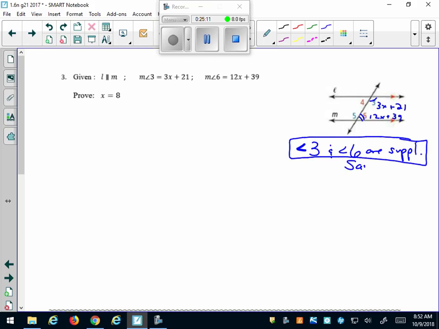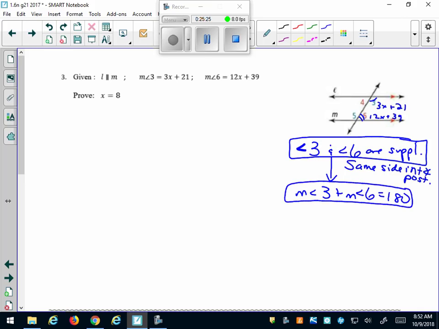So same side interior angles postulate. Then you can say measure of angle 3 plus measure of angle 6 equals 180 by definition of supplementary. So this is similar to the linear pair postulate. It uses the word supplementary, so we have to actually put that statement first and then the measures equal.